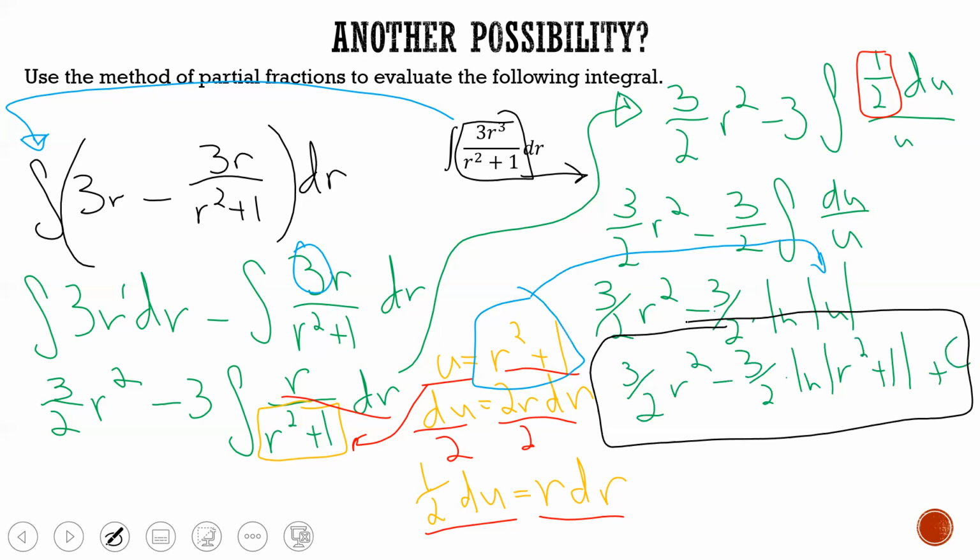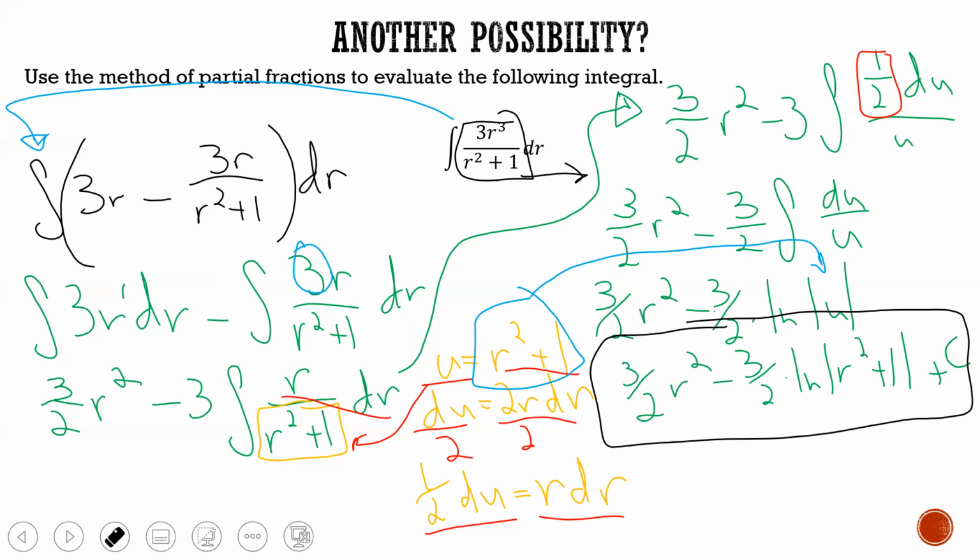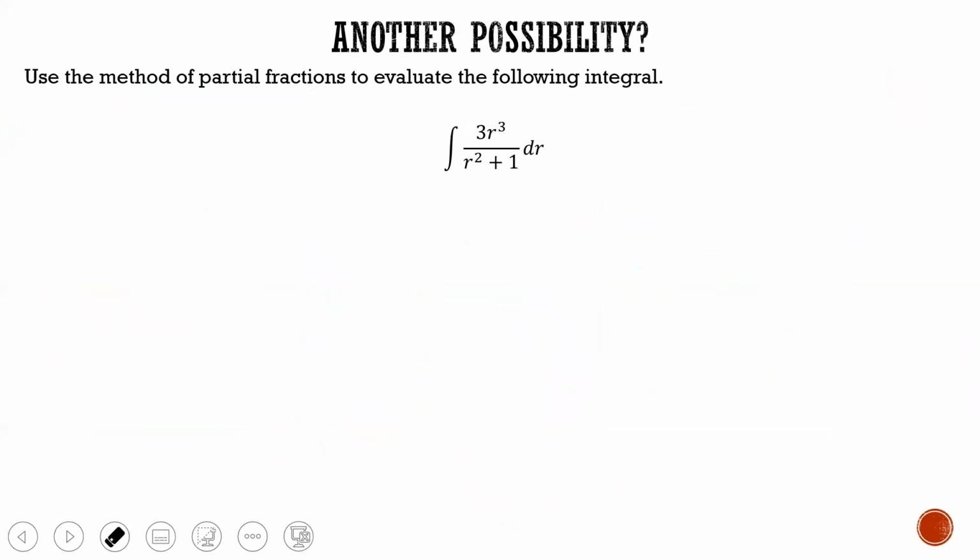Now, one additional thing I'll say about this technique is we used it when the degree of the numerator was greater than the degree of the denominator, but we could also use it if the degree of the numerator was equal to the degree of the denominator. So as an example of that, if this integral had instead been the integral of 3r squared over r squared plus 1 dr, we could have used a similar process here.